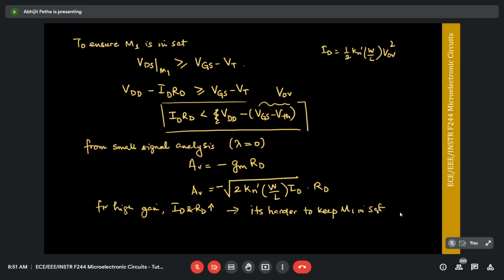You can't just optimize it and say, okay, just go with high RD and that's going to give you the highest gain. It's going to give the highest gain, but it's going to give you a very low voltage swing, right? There's no point getting a gain of 10,000 if your transistor gets out of saturation for any voltage higher than say 10 millivolts. So that is the trade-off that we have to continuously keep in mind when we're doing design.